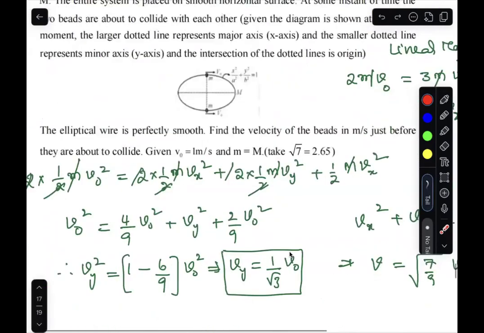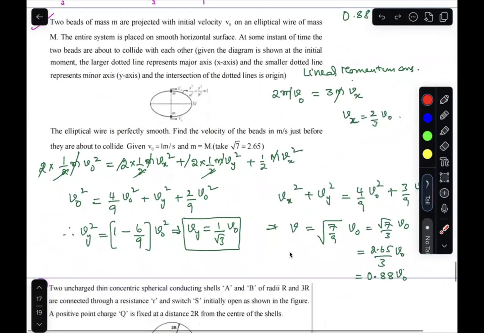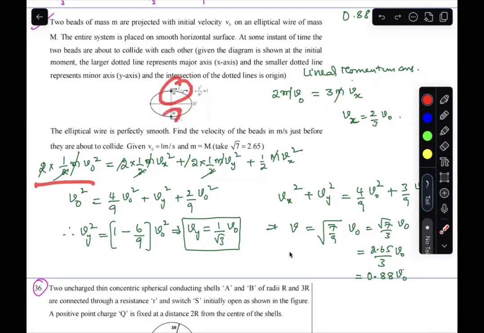Similarly, in this question also, what is happening is you have projected with V0, V0. Momentum is a constant. Finally, what will happen? Both the beads will come here. Even the elliptical ring also moves in this direction. Initial momentum, final momentum. So I got Vx. So what is the situation finally? Initially, only kinetic energy is with these two. Finally, kinetic energy of the system.